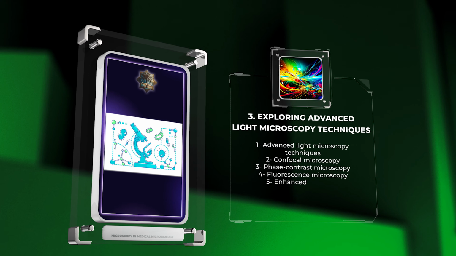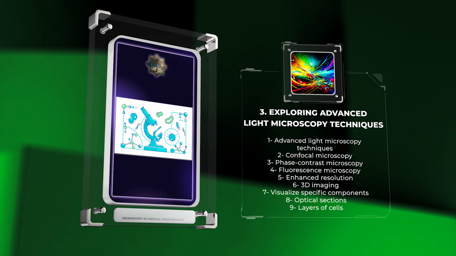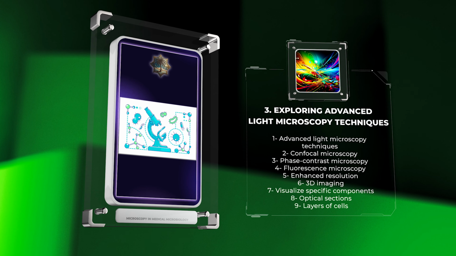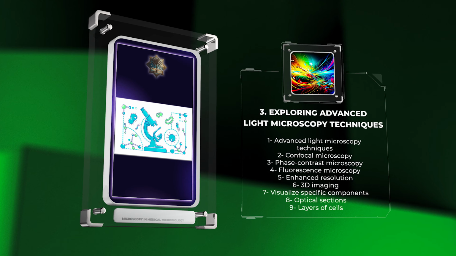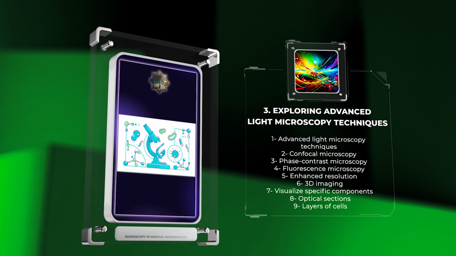Advanced light microscopy techniques have revolutionized medical microbiology. Techniques like confocal microscopy, phase contrast microscopy, and fluorescence microscopy provide enhanced resolution, 3D imaging, and the ability to visualize specific components within cells. Confocal microscopy, for instance, uses lasers to create optical sections, allowing researchers to examine layers of cells.